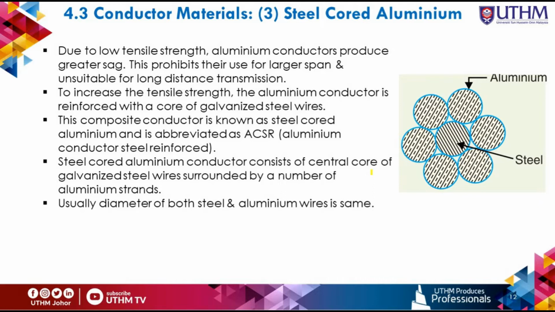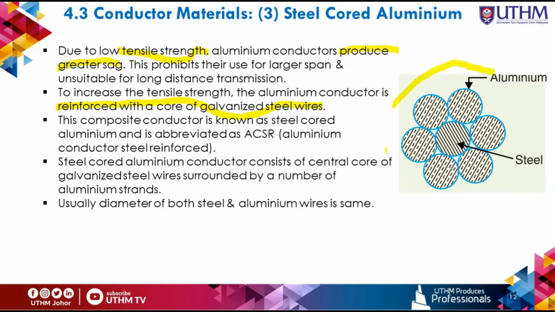Then we go to the third conductor material, which is the steel cored aluminium. Because of the low tensile strength of aluminium, it will produce greater sag. So this prohibits its use for larger spans and makes it unsuitable for long distance transmission. In order to increase the tensile strength, the aluminium conductor is reinforced with a core of galvanized steel wires.